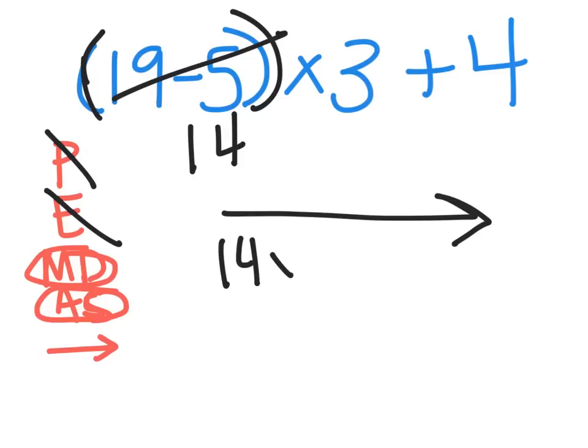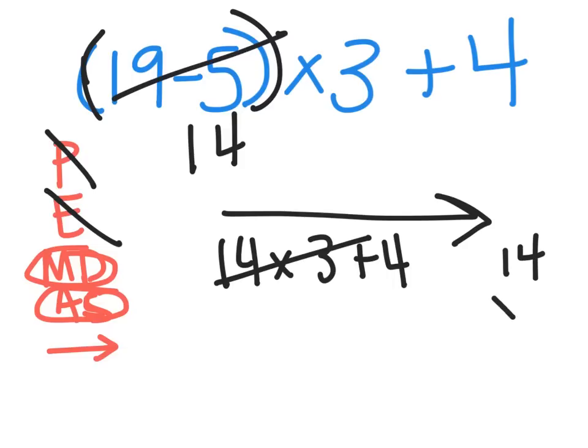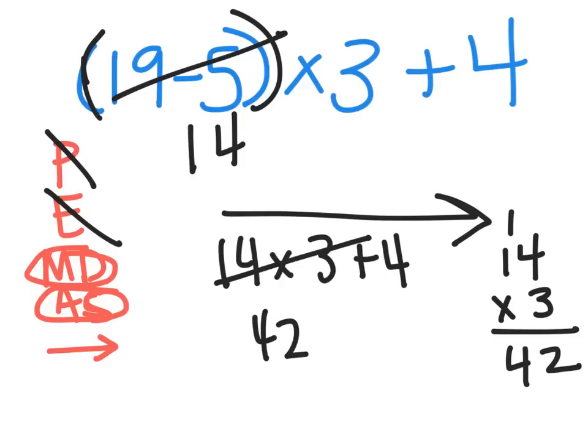I like to rewrite the problem after every step because it makes it much neater. So at this point, I have 14 times 3. I'm going to go ahead and do that. 14 times 3: 4 times 3 is 12, and 3 times 1 is 3, plus 1 is 4. So I have 42 plus 4. I don't have any other multiplication or division, so I'm done with that step.